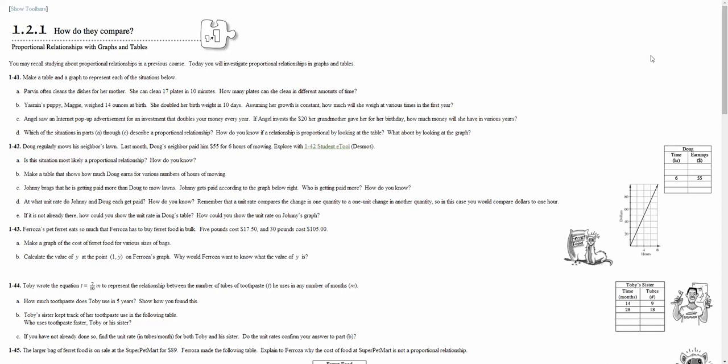But a proportion has two deals. Number one, 0, 0 is a point. So if I spend 0 minutes washing dishes, I did not wash any dishes. 0, 0. Okay? If I don't spend money on your fruit, I didn't buy any fruit. That goes through 0, 0.